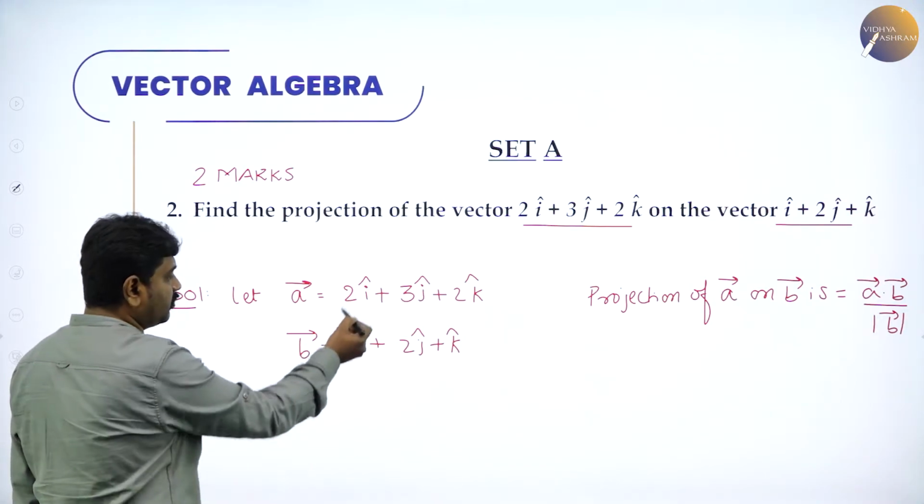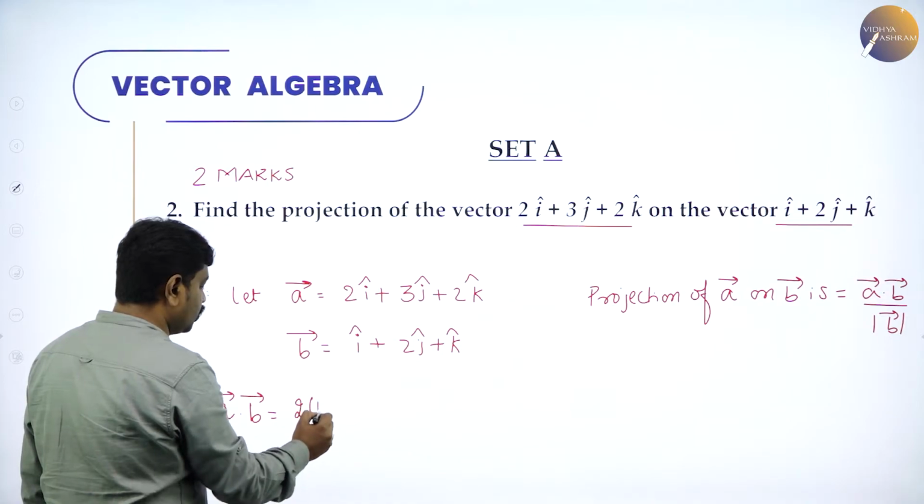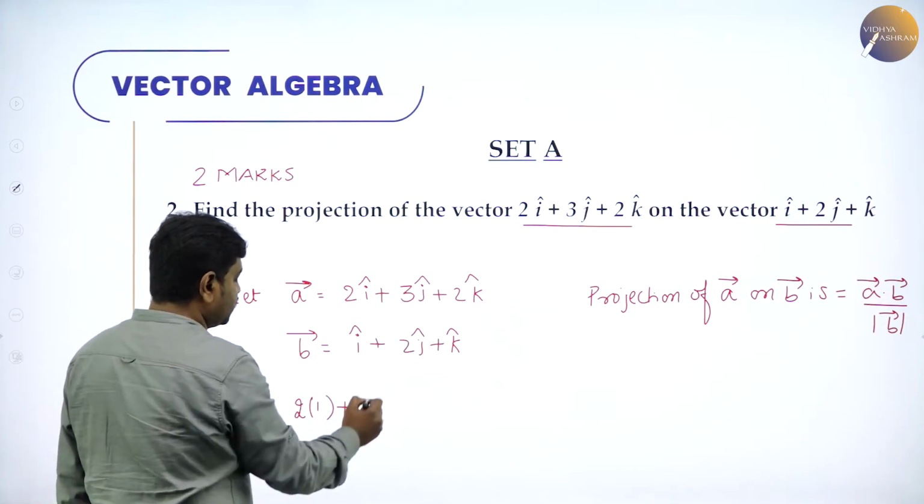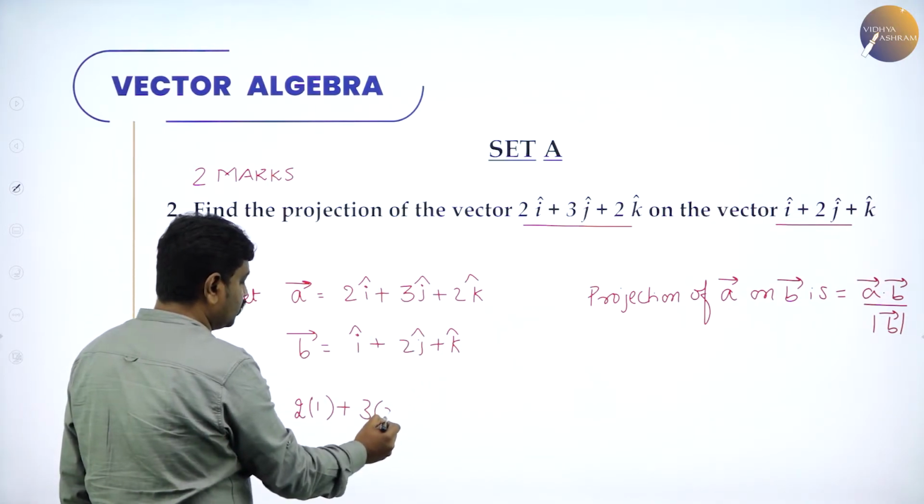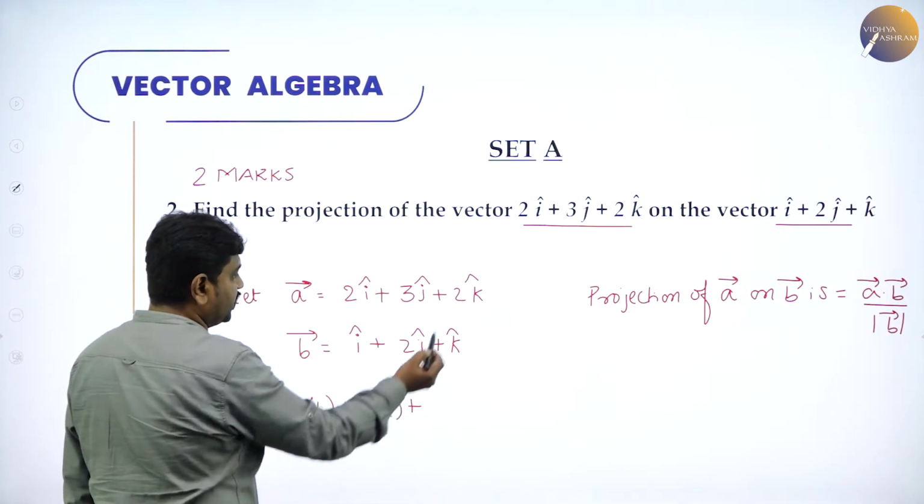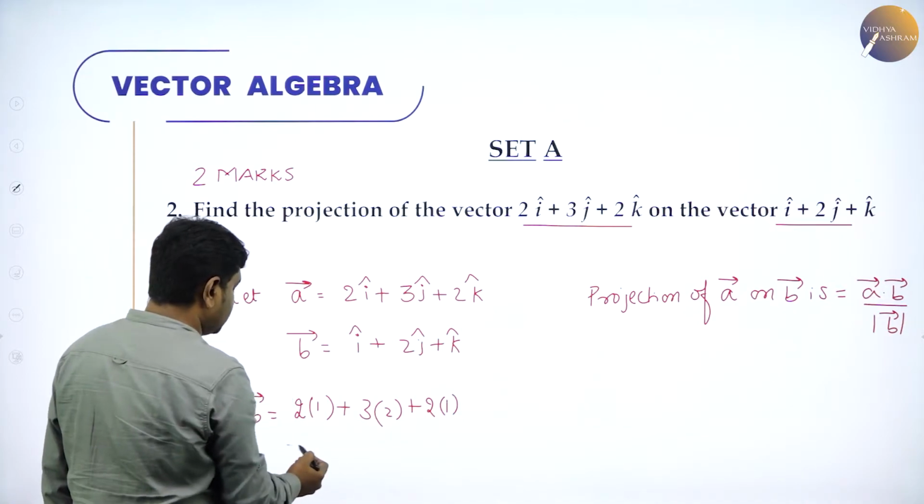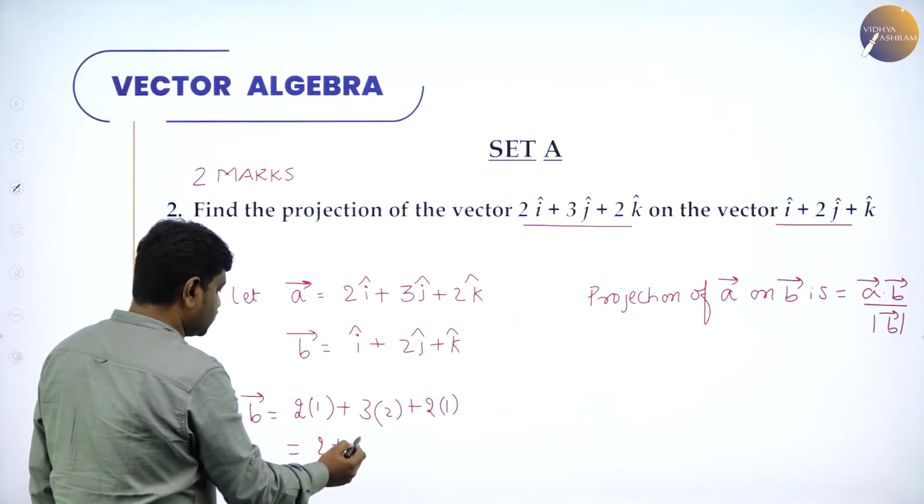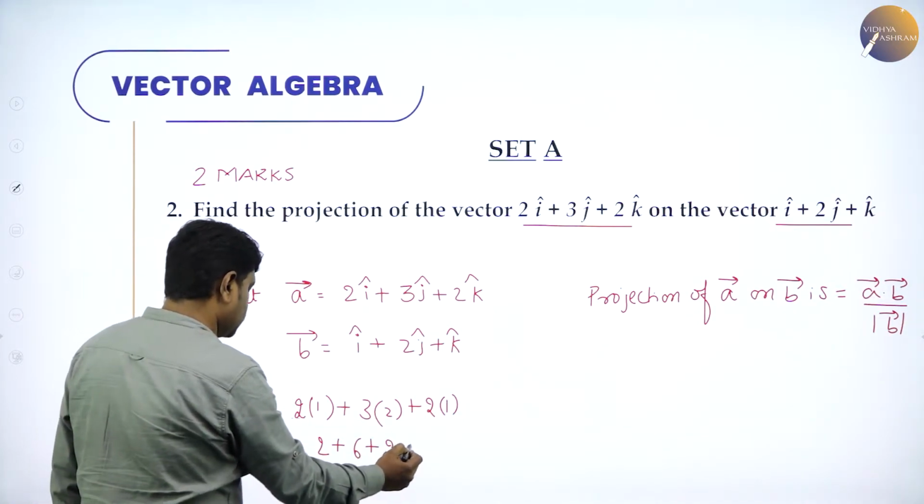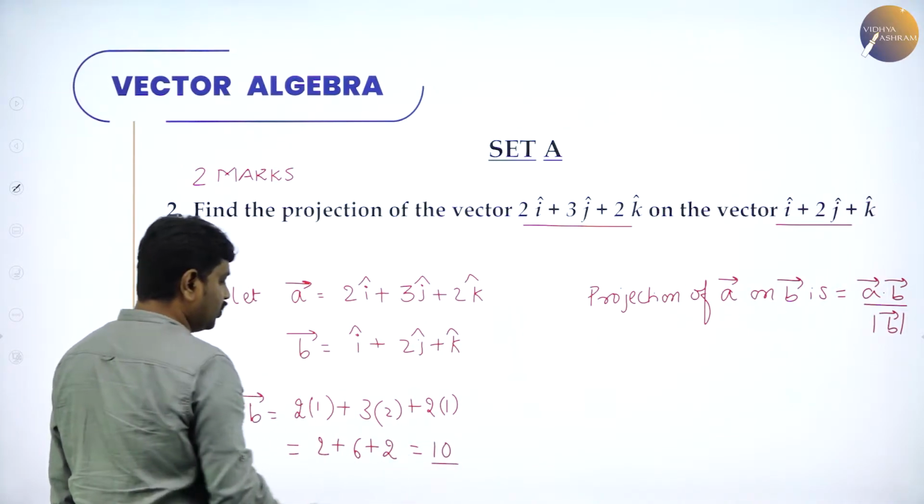How to find dot product? Multiply the coefficients. 2 into 1 plus coefficient of j, here coefficient of j is 2, 3 into 2, plus multiply the coefficients of k. Coefficient of k is 2 into coefficient of k is 1. Simplify this, so it will become 2 plus 6 plus 2, 10. A dot B you got.